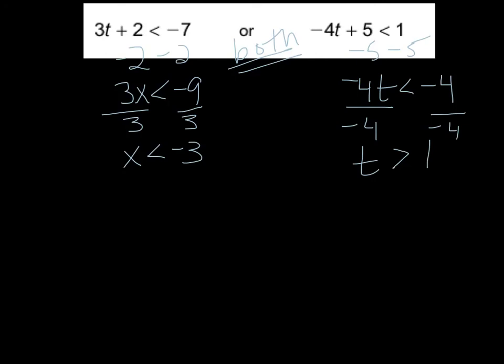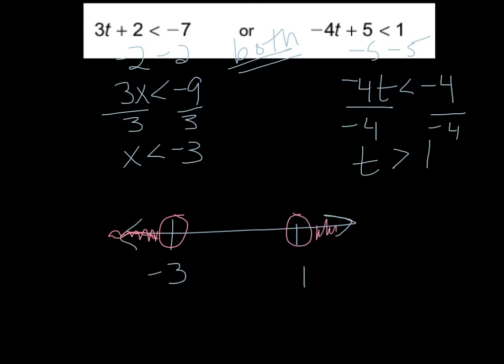Okay. Alright, we know this is both, so I just need one graph. And my smaller number is negative 3, my larger number is 1, so I know it's going to go from negative 3 to 1. Okay. And x is less than negative 3. Okay. And then t is greater than 1. Okay. There's my 2 graphs. Okay, and 1, so now interval notation.